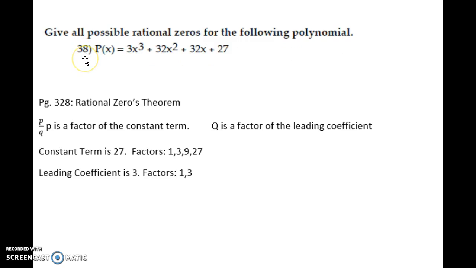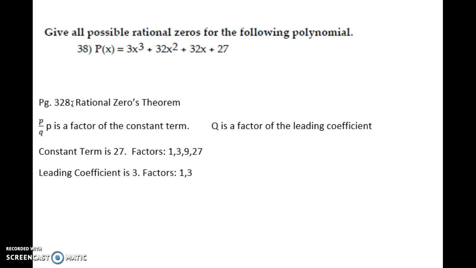For 38, we're going to list all the possible rational zeros for this polynomial. So we're not going to actually prove whether they are zeros or not. You could test them by plugging them in and seeing if they equal 0 or not. But what we are going to do is create the list, and if there are any rational zeros, we know for sure that they will be somewhere on this list. We're going to have all the possibilities. And the rational zeros theorem is on page 328.